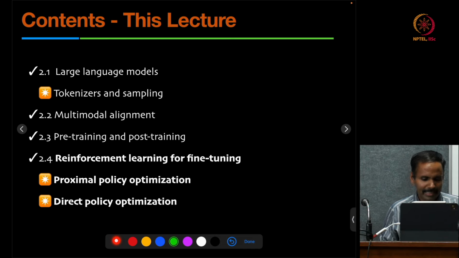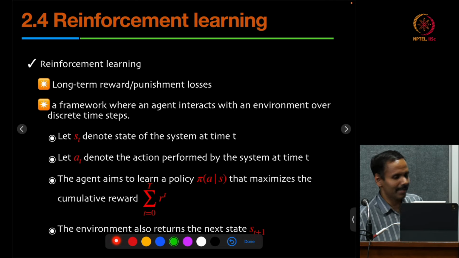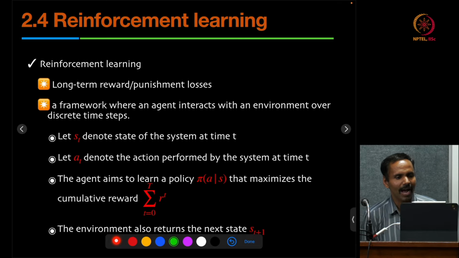So the last topic, which I will probably take about half an hour or so to cover, is reinforcement learning. Again, a very dilute version of what reinforcement learning is. It's a long-term learning process, right?